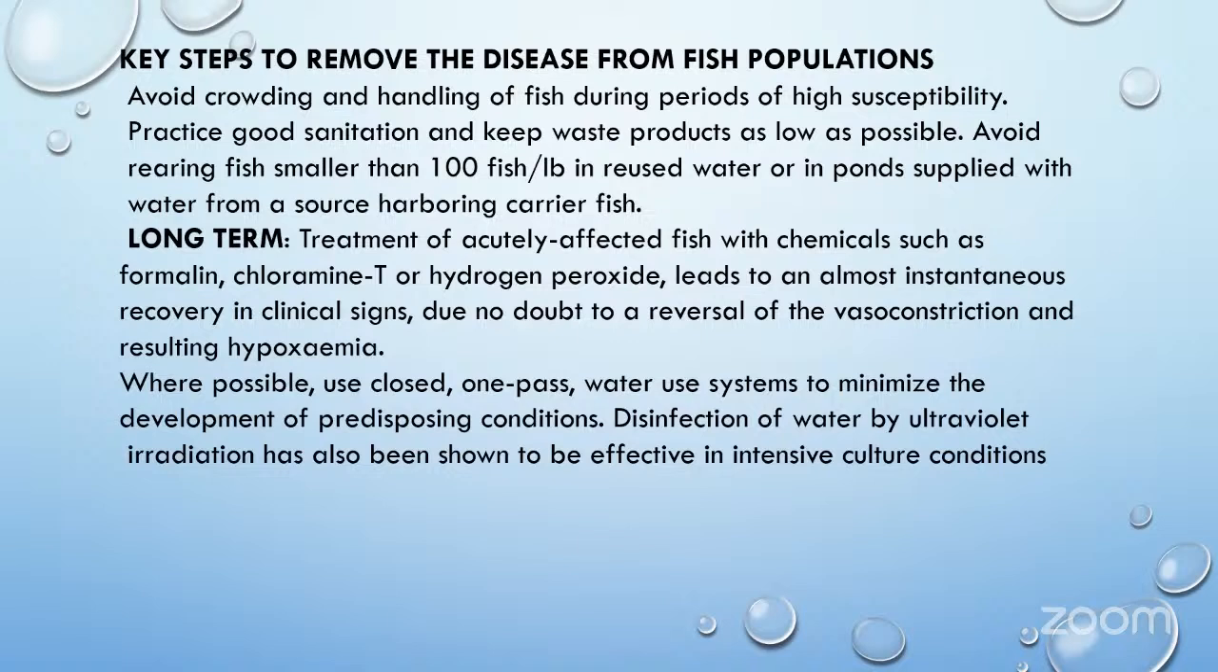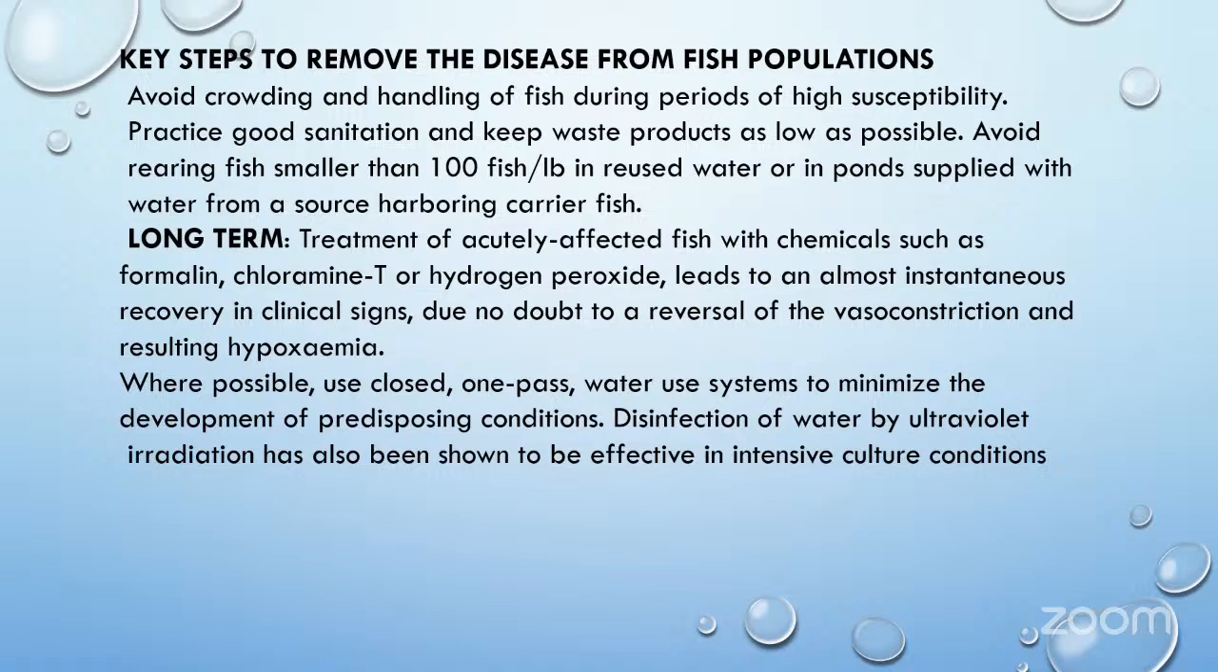Now, how to remove the disease from fish populations? Just as we discussed, for most of the diseases, these are the common things we follow. Avoid crowding and handling of fish during the periods of high susceptibility. Practice good sanitation and keep waste products as low as possible. Avoid rearing fish smaller than 100 fish per pound in reused water or in ponds supplied with water from a source harboring carrier fish.